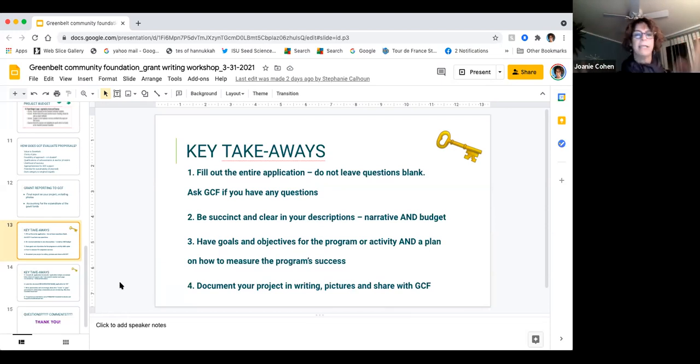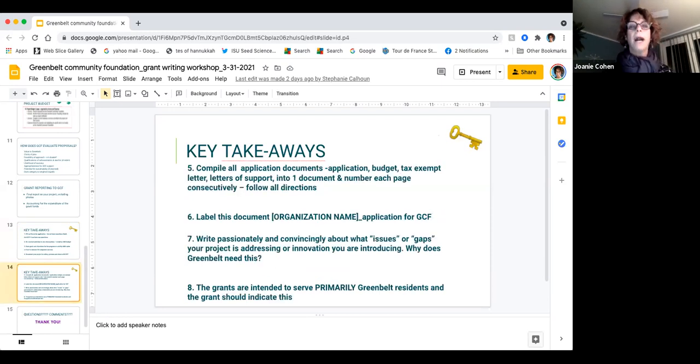What's the big idea? What's your big goal? What are the objectives? The goal is to increase youth's ability to do something with theater. And the objectives are to do two plays in the fall of 2021. I don't know, I'm making it up, but be really clear. This is what the big goal is, and here are our objectives. And we're going to measure the success because we're going to do those two plays by the end of 2022. And again, document your project in writing and pictures, and share with us. And compile all application documents into one document, number each of the pages, and follow all the directions.